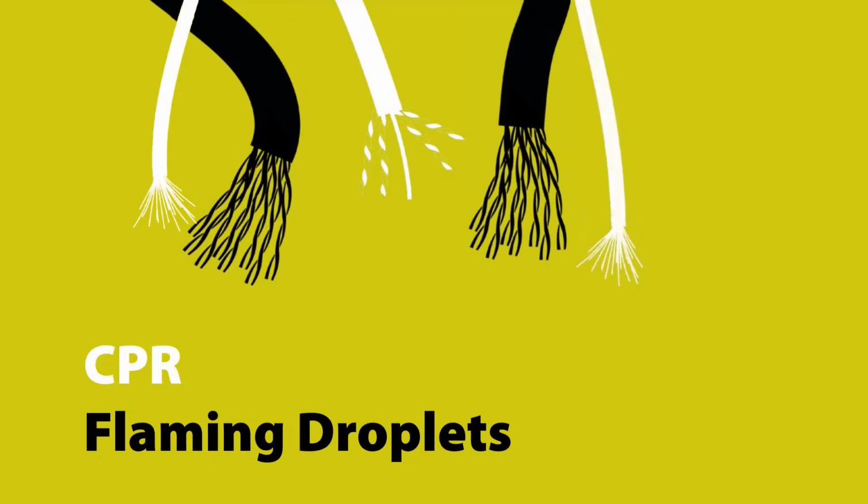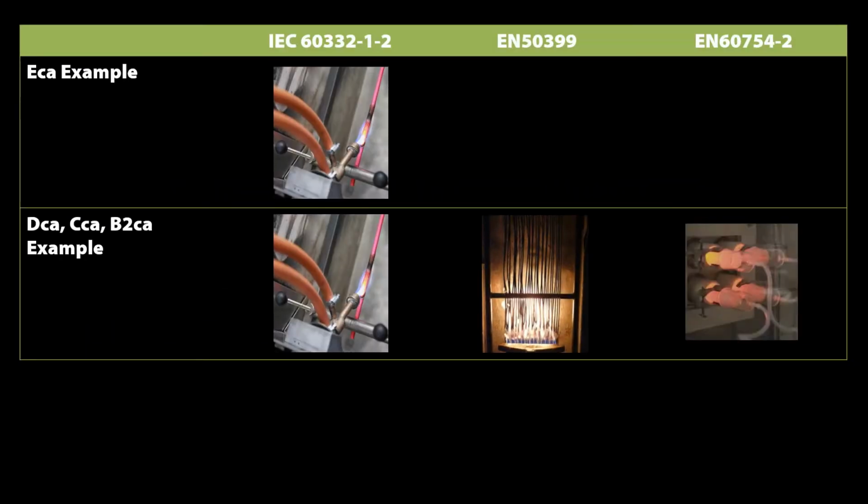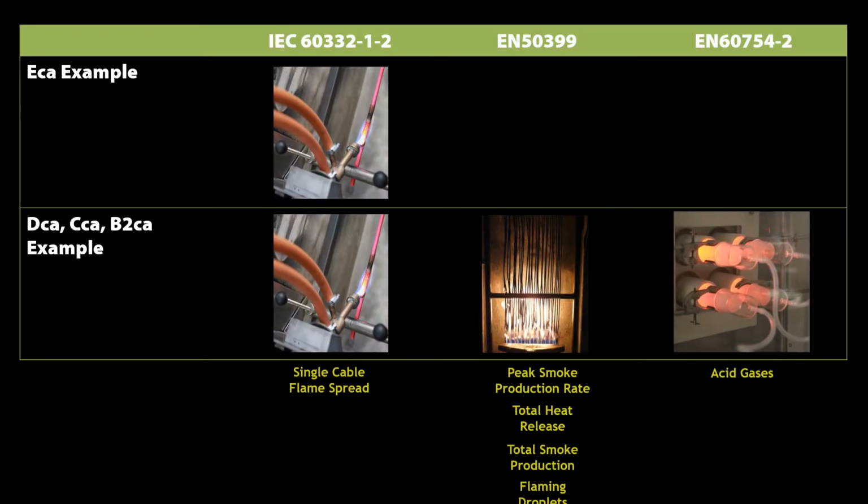This particular presentation relates to the Construction Products Regulation and the general level of misunderstanding and confusion surrounding the testing methods employed to classify cables. We will endeavour to explain the important topic of flaming droplets testing and the methods used.